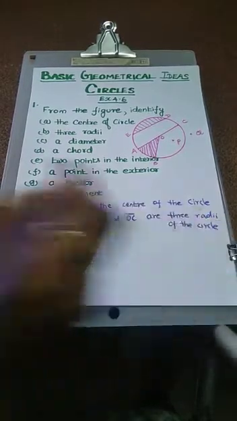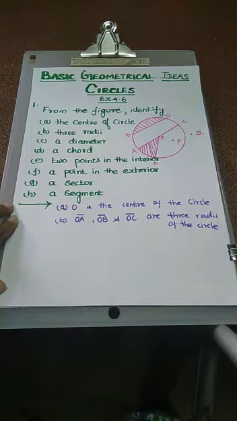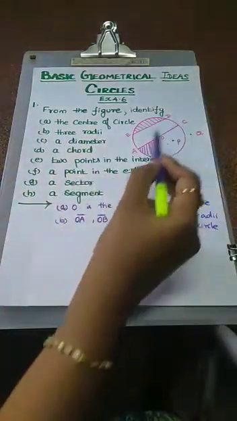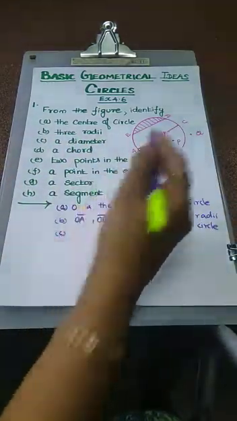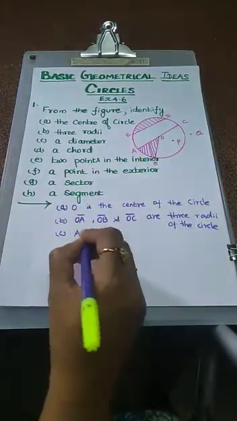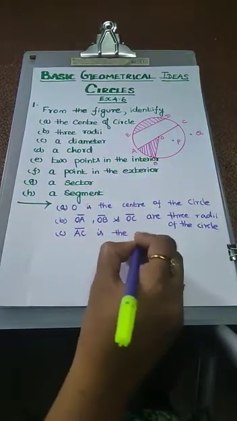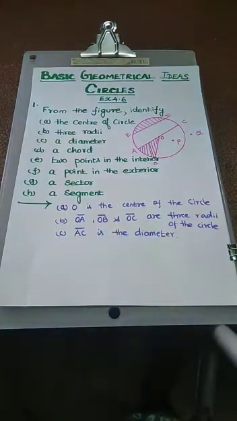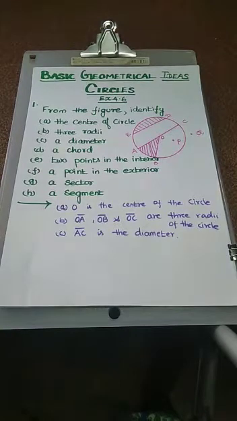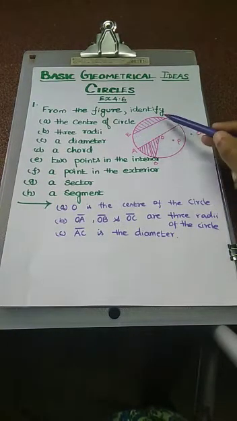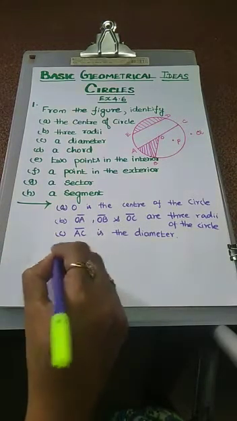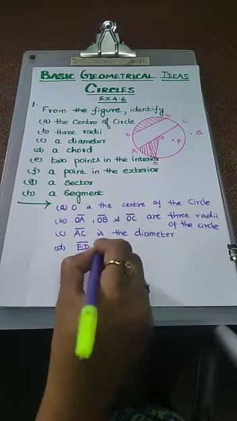The third subdivision, a diameter. What is a diameter? A diameter is a chord passing through the center of the circle. Here AC is the diameter of the circle. So, mention it: the line AC is the diameter of the circle. And the fourth subdivision, chord. A chord of a circle is a line segment joining any 2 points on the circle. So, ED is a chord of the circle.